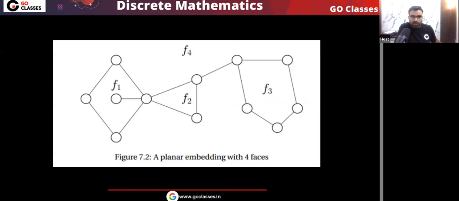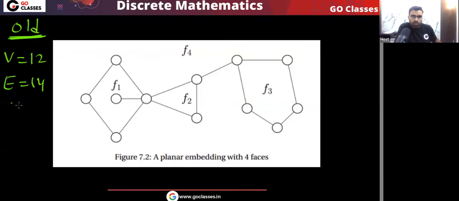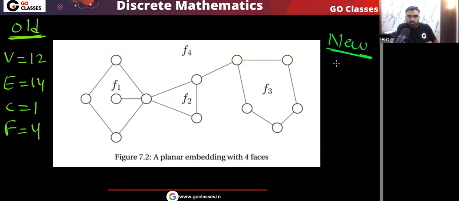Now similarly, you tell me what about the cyclic edges. Again, first focus on the old values. The number of vertices is 12, the number of edges is 14, the number of components is 1, and the number of faces is 4. These are the old values. Now you tell me, if I delete a cyclic edge, what will happen to the number of components and the number of faces?